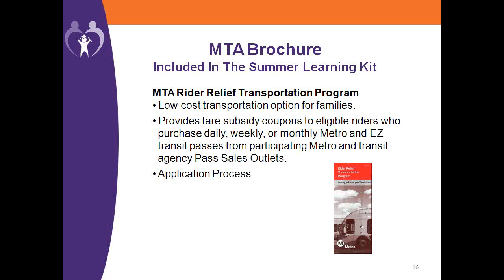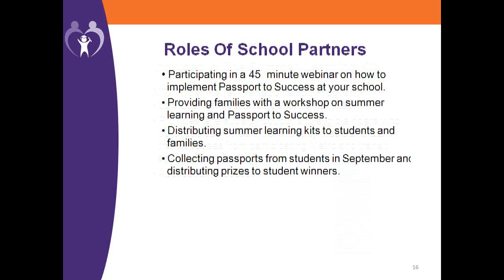And so it provides fare subsidy coupons to eligible riders who purchase daily, weekly, or monthly Metro and EZ Transit passes from participating Metro and Transit Agency pass sales outlets. And so all families need to do is to apply, and once they apply, if they're eligible, they will be able to get these subsidy coupons. And so in the Summer Learning Kit, not only will we include the Family Resource Guide and the passport, but we also will include the brochure you see on the screen here on the Rider Relief Transportation Program. And so we're hoping that that will alleviate a lot of the challenges that families had last year in getting to the various locations.